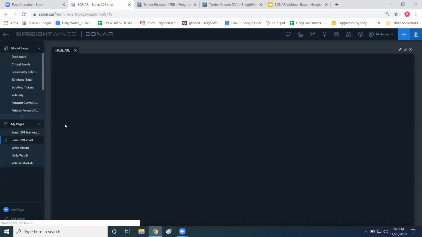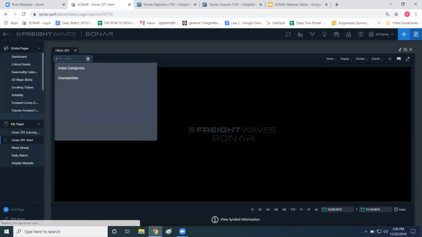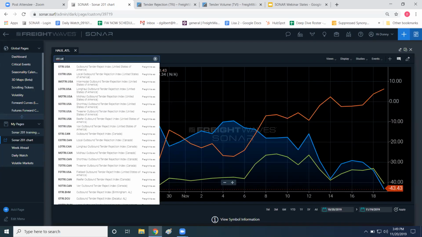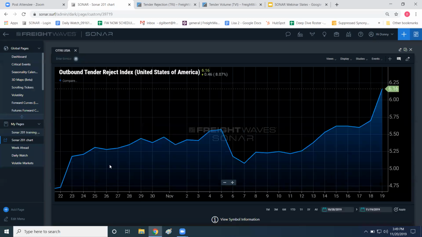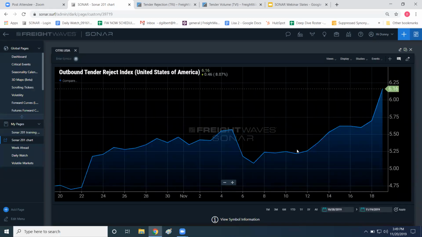If I bring up OTRI.USA, this is the tender rejection rates on a national level for all trailer types. Of course, we can see here on the right-hand side, we have the percentage. 6.16% of loads were rejected. It was yesterday, because our information is 24 hours old. That means about 94% of the freight was accepted, which is a fairly high acceptance rate, but a very low tender rejection rate.